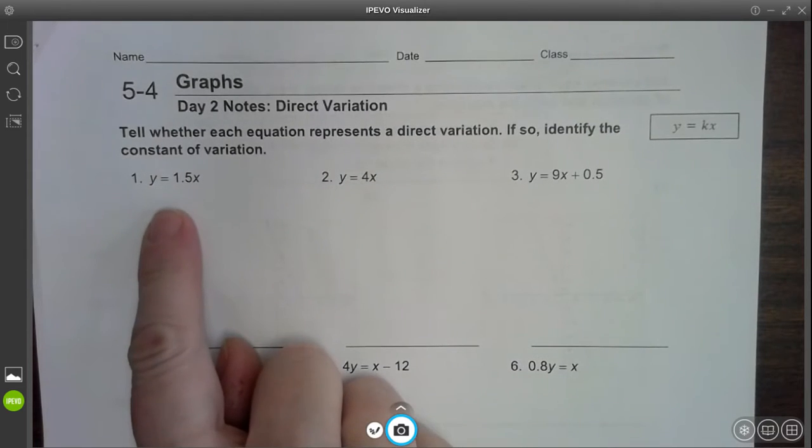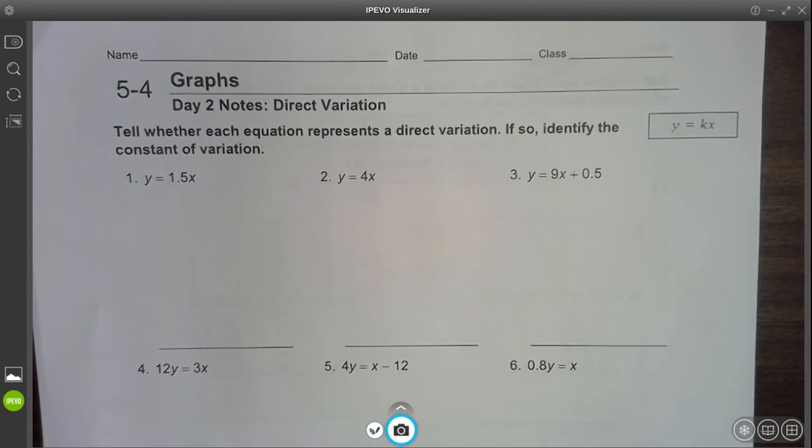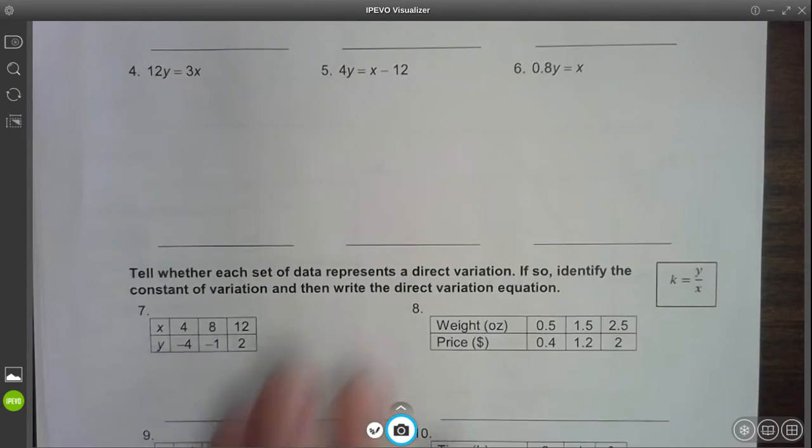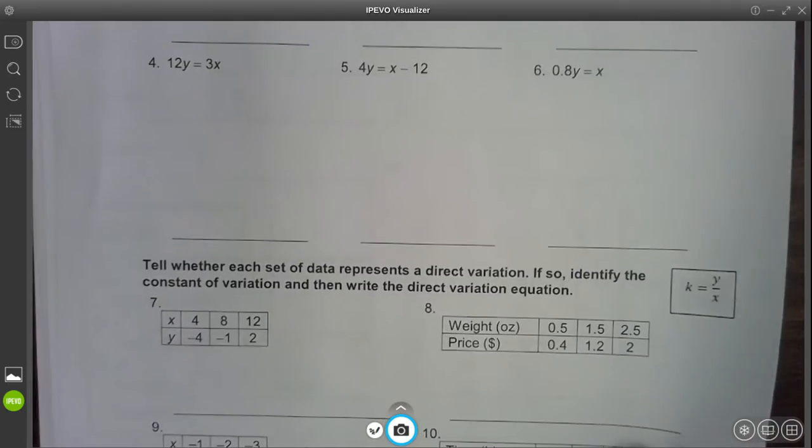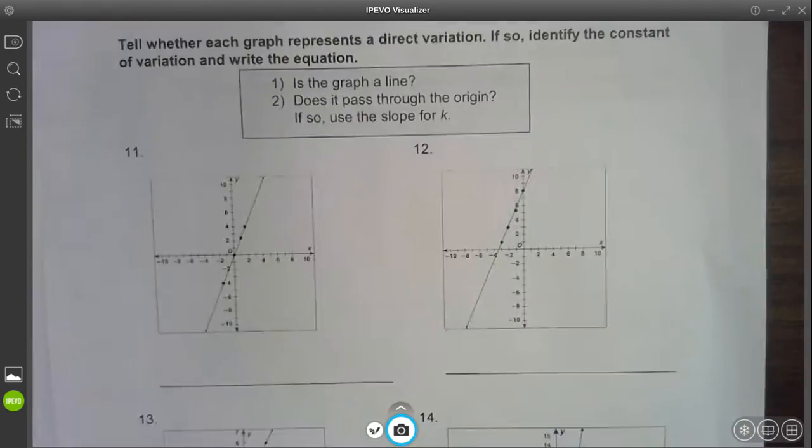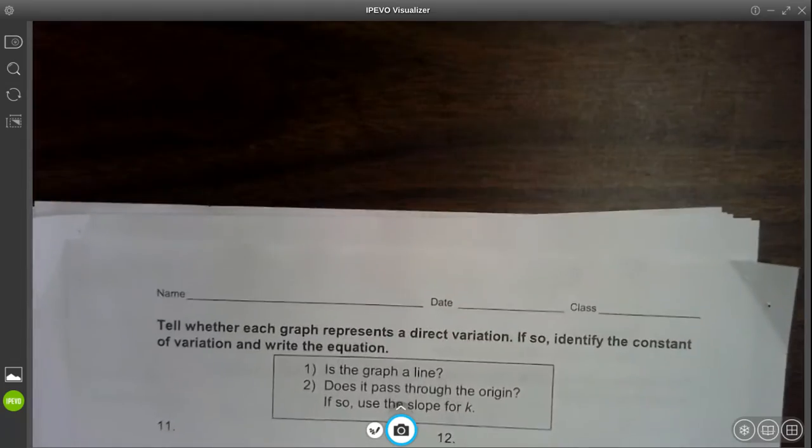So we should be able to identify it from an equation. That's what the first part is going to be. We should be able to identify it from a table. That's what the second part is. And we should be able to identify it by looking at a graph.